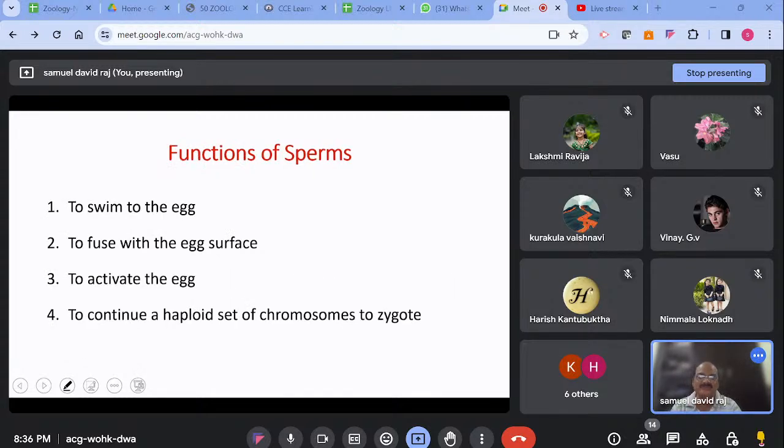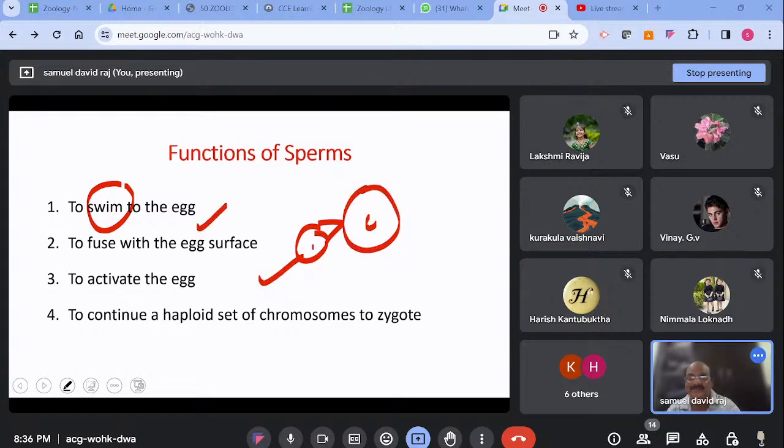And coming to the functions of sperms, we know that sperms are responsible only for fertilization. But that is not just true. Their first function is to swim towards the egg, because the egg is stationary and only the sperm has to reach the egg. So their first primary function is to swim towards the egg, and after that it has to fuse with the surface of the egg. Why does it have to fuse with the surface of the egg? So that it is responsible for activating the egg.